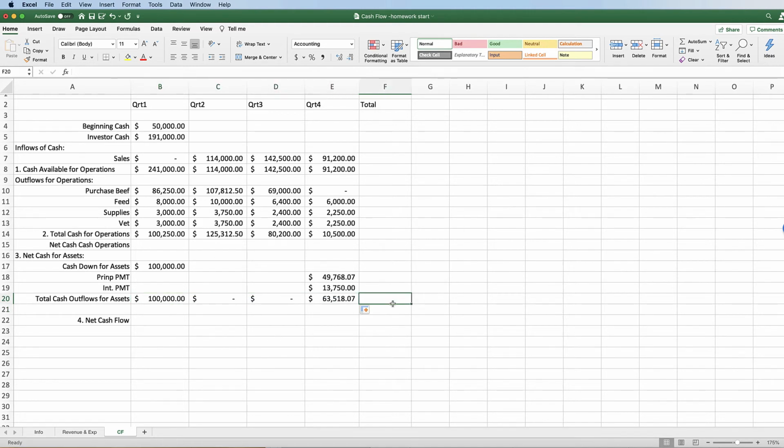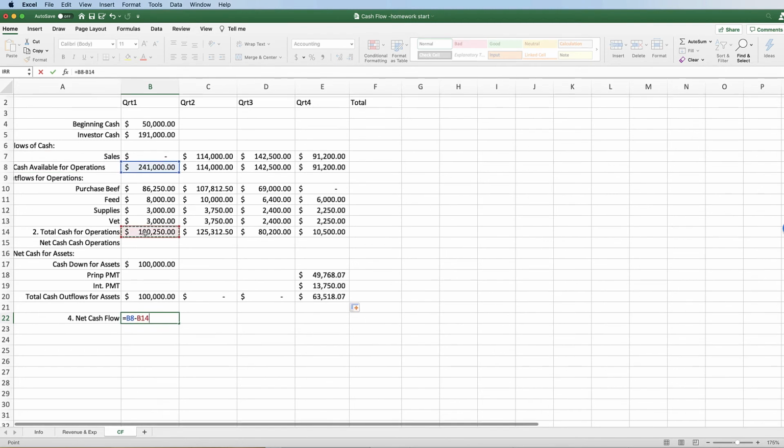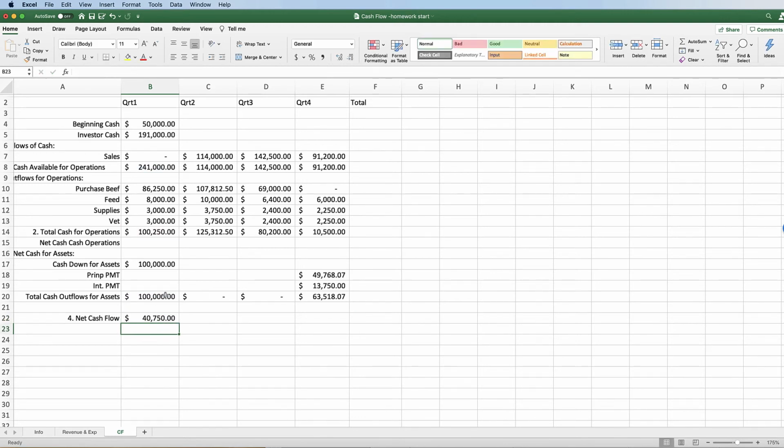Got them. All right, net cash flow, here's the final one, equals. Well, this is how much is available, minus this is how much we need to operate, minus here's how much we need for our assets. So it looks like we got a little left over there. Now, before I do these next quarters, I do need to look at what we began with. And so we end quarter 1 with $40,750 in this case.